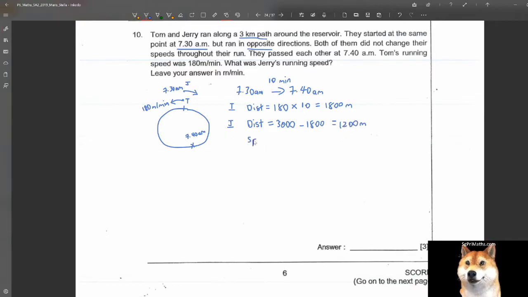Then for speed, we know at this point in time, Jerry also traveled the same amount of time, which is 10 minutes. So speed equals distance divided by time. So distance 1,200 divided by time, which is 10. This gives us 120 meters per minute. And that's the answer.